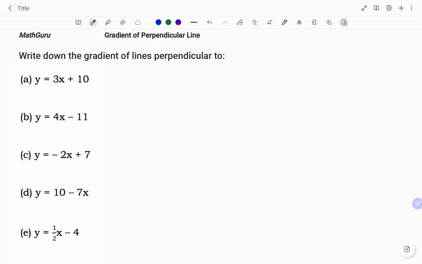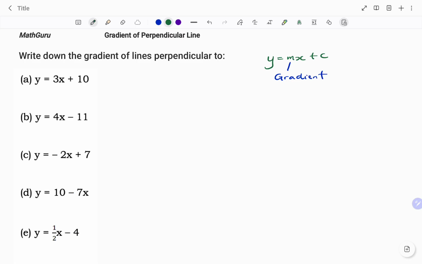straight lines. For a quick recap, if you write the standard equation of a line, y equals mx plus c, note that the m, or the coefficient of x, is the gradient of the line.